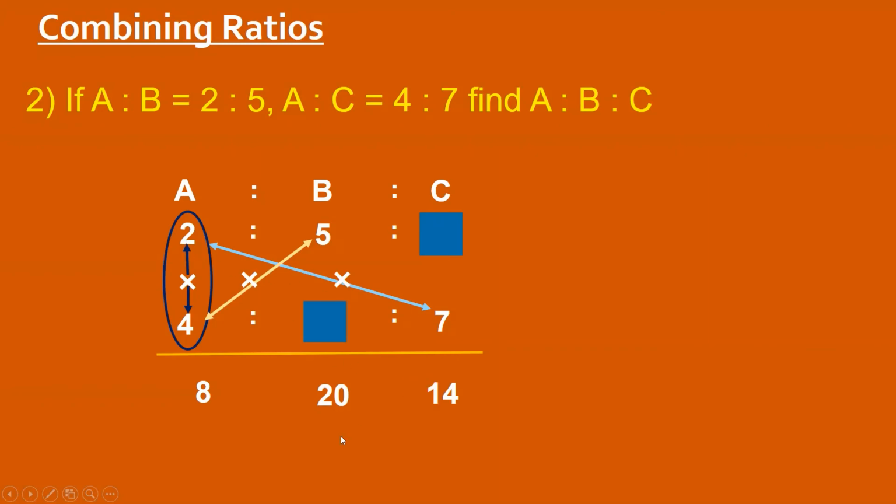Now we have the ratio 8 to 20 to 14. Can we simplify? Yes, we can simplify. 8 and the 20 and 14 can be divided by 2. 8 divided by 2 equals 4. 20 divided by 2 equals 10. And 14 divided by 2 equals 7. And this is the simplest form.